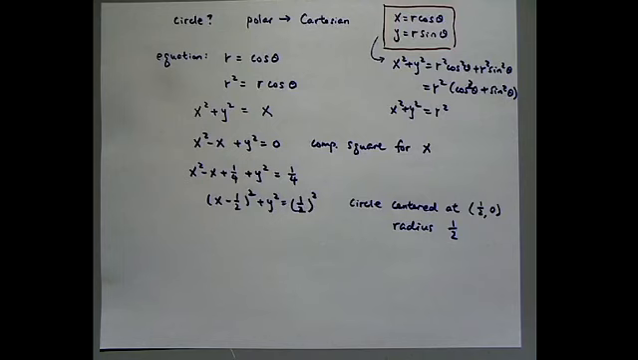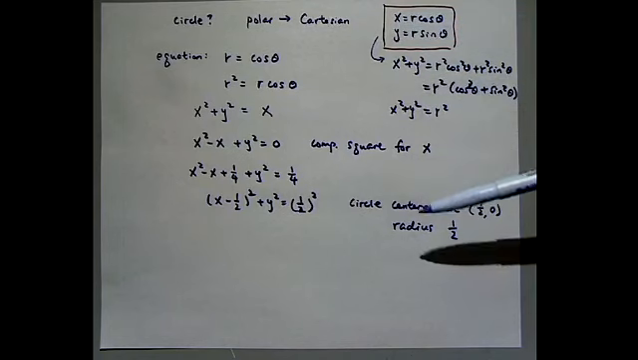Okay, look at the graph we sketched on the previous slide. That's what we got. The horizontal diameter goes from 0 to 1. So the center was at 1/2 on that x-axis, and the radius is 1/2 because the diameter is 1. So this is how we can verify that we indeed got a circle.